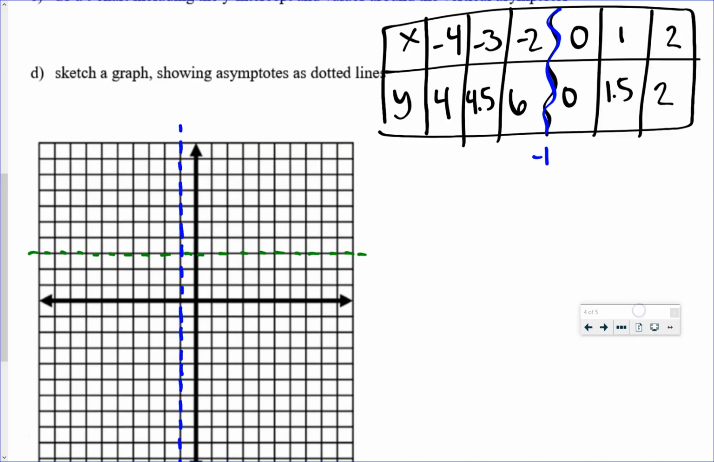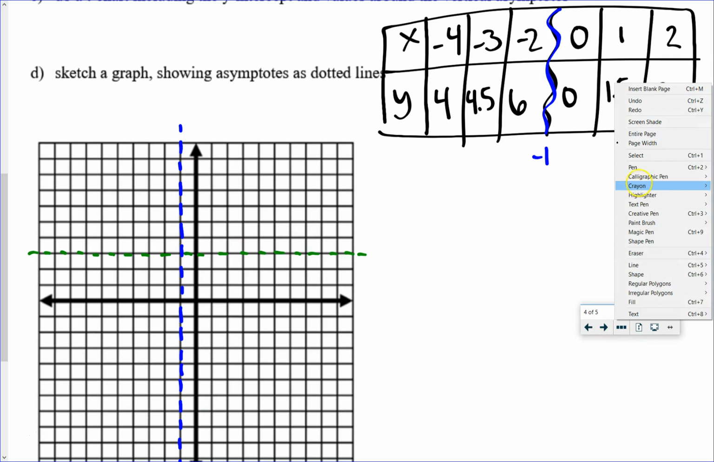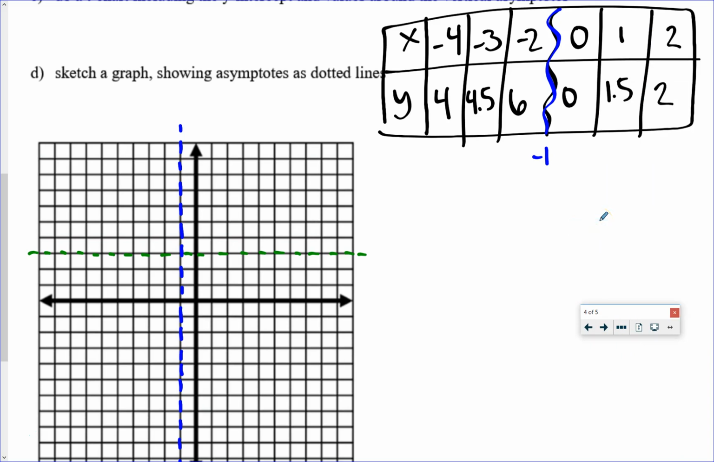All right, so after plugging in our values, we have points now that we can put on our graph. So we have negative 4, positive 4, so about right here, negative 3 and 4.5, negative 2 and 6. So we know we're in that first, or actually it's 1, 2, 3, the fourth quadrant. On my other side, we got the origin 0, 0. We have 1 and 1.5. We have 2 and 2. So there's my other one.